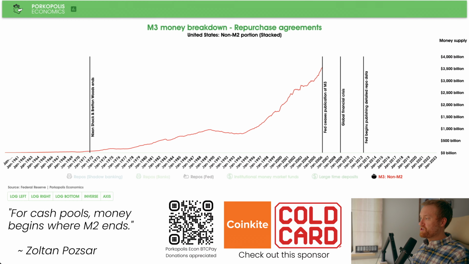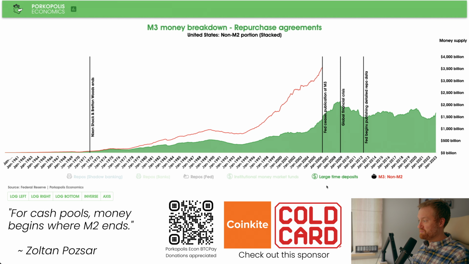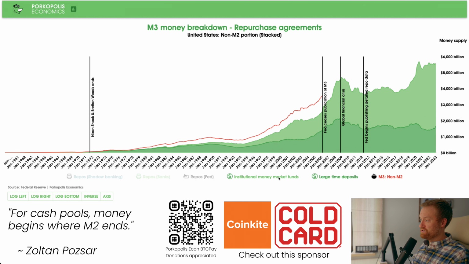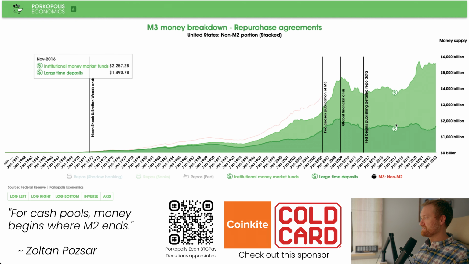So let's go back, and we talked about this in the last video. M3, non-M2, M3 money includes large time deposits. It also includes institutional money market funds. We can still derive this number, even if it's quarterly. You have to back into it, and it's complicated in some ways, but I've done it for you. It's right here. We can see that just these two items alone of M3 now comprise roughly $5.5 trillion of liquidity.